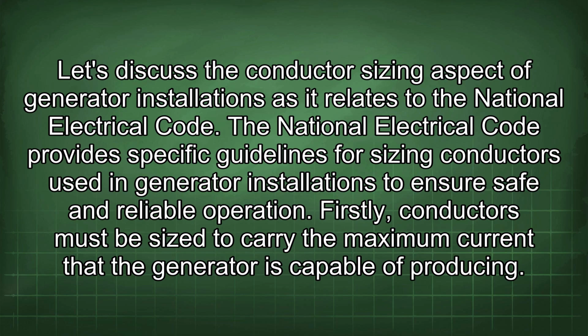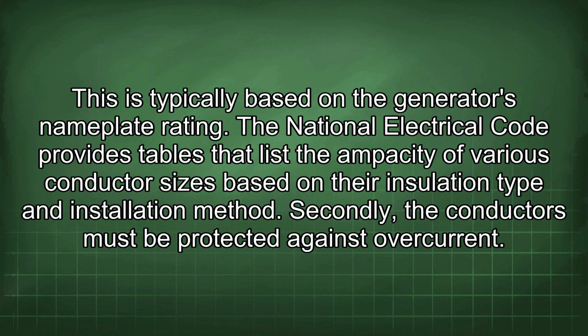The National Electrical Code provides specific guidelines for sizing conductors used in generator installations to ensure safe and reliable operation. Firstly, conductors must be sized to carry the maximum current that the generator is capable of producing. This is typically based on the generator's nameplate rating. The National Electrical Code provides tables that list the ampacity of various conductor sizes based on their insulation type and installation method.